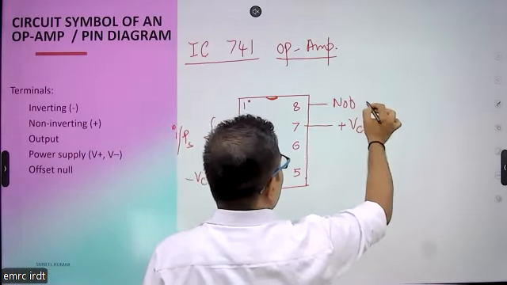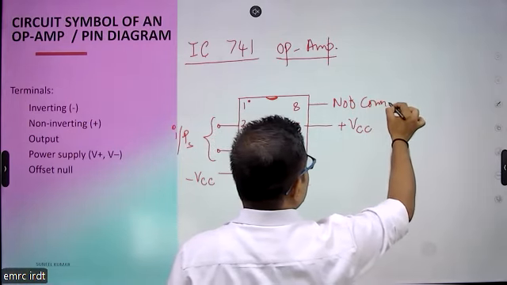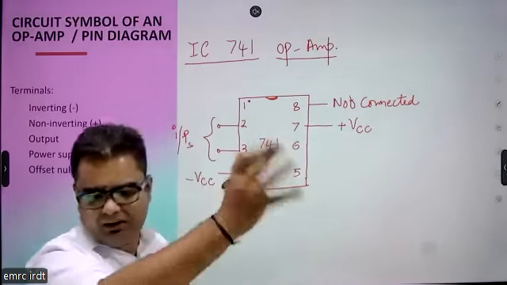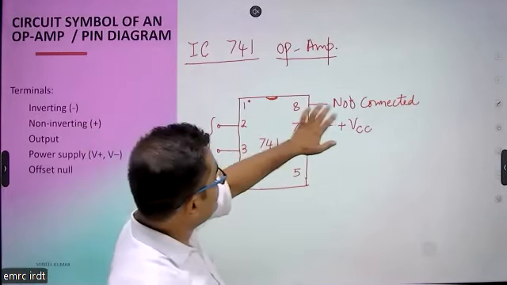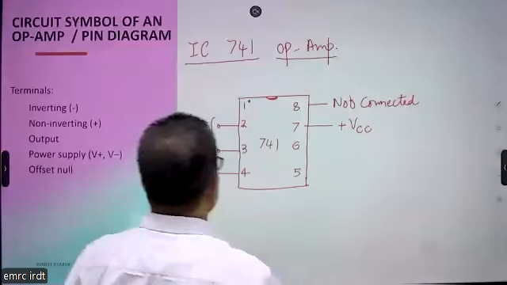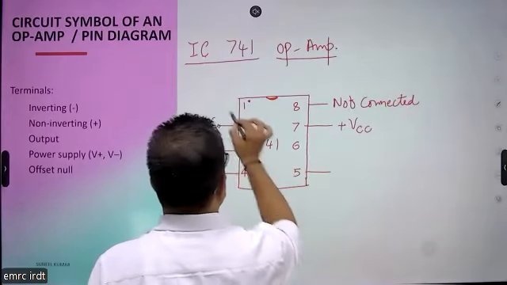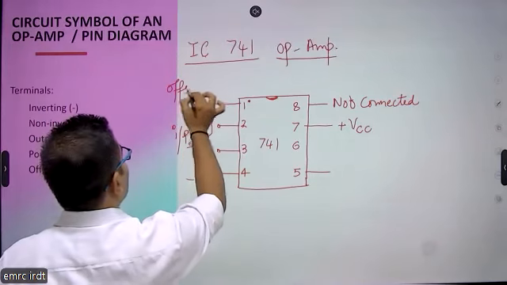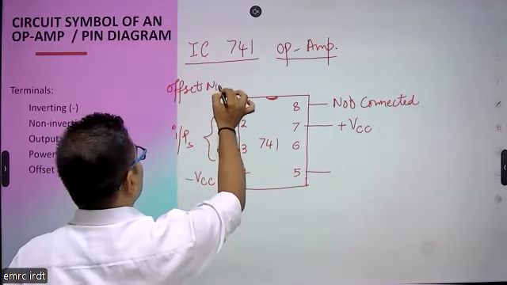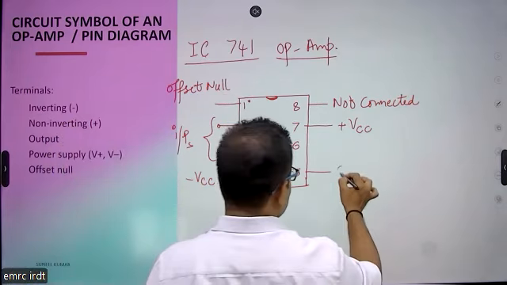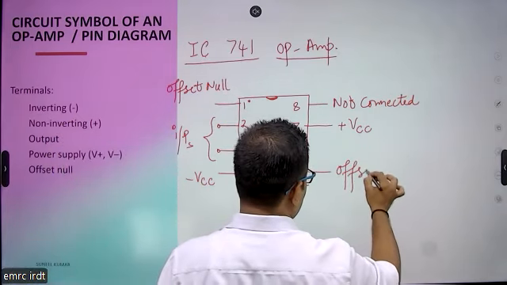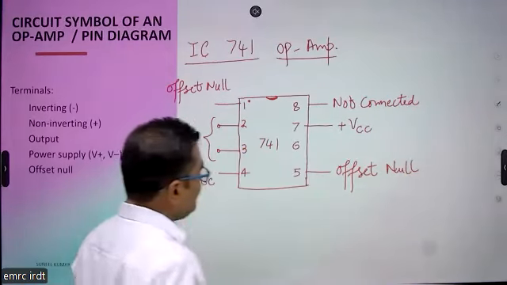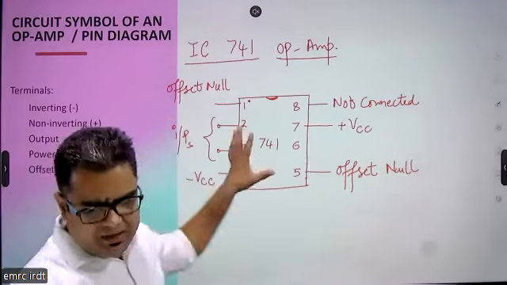We don't have any kind of use of this pin. This is not connected pin. This is only for the purpose of making symmetry. That's why this 8 number pin is useless. And these 5 and 1 number pins are known as offset null. That is very important to understand, what is offset null, that we will discuss later on as we discuss the characteristics of ideal operational amplifier. So this is the pin diagram.